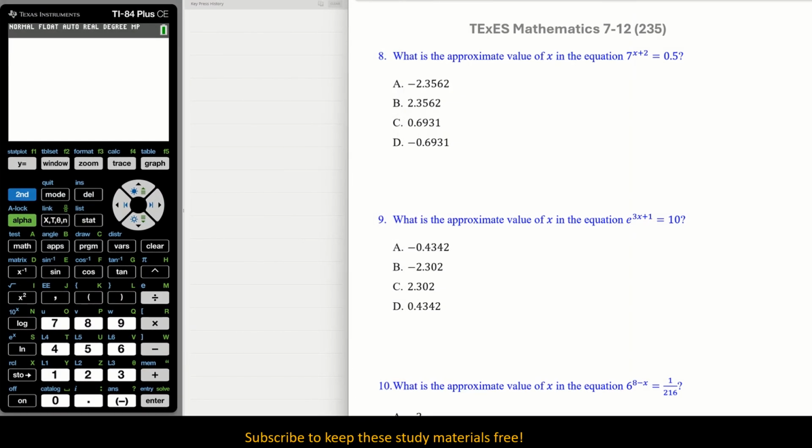Number 8, what is the approximate value of x in the expression 7 to the x plus 2, so the exponent is x plus 2, equals 0.5, a half. So you will apply the natural log or log to both sides. I favor natural log, okay? So what happens when we apply that? We can bring down the x plus 2, and then we have natural log of 7 equals natural log of 0.5, okay? So what we need to do is divide both sides by natural log of 7, okay?